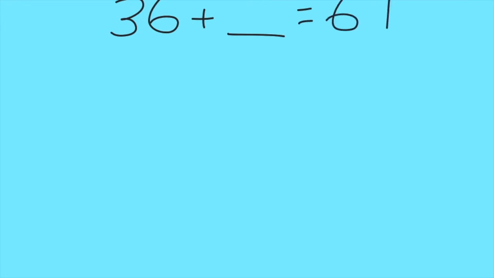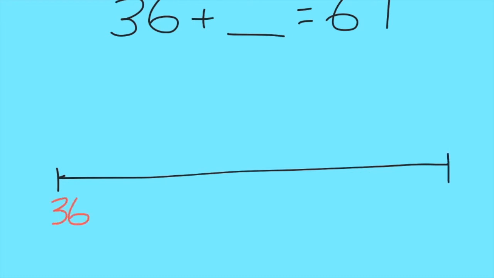So what we're going to do is draw our number line. Remember to use a ruler. First thing, write our numbers at the start and our numbers at the end. So 36 is where I'm beginning, 67 is where I want to end up. We've got to figure out how many jumps.